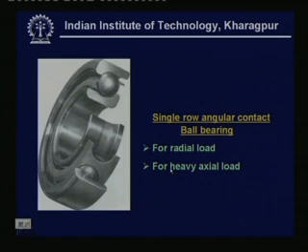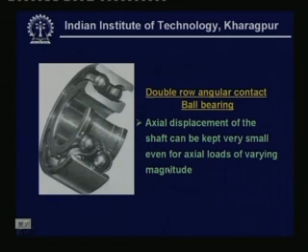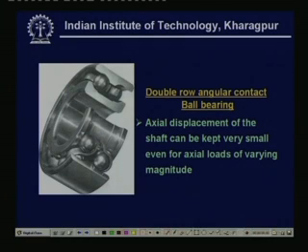Next, we go for the double row angular contact ball bearing. The same kind of thing, having two rows of balls where you can see these retainers are very nicely placed, and axial displacement of the shaft can be kept very small even for axial loads of varying magnitude. Means if there is a reciprocating load in the shafts as we have seen in the design, still the displacement of the bearing housing and the shaft can be kept small utilizing these double row angular contact ball bearings.